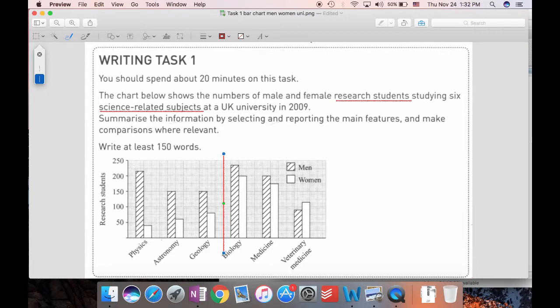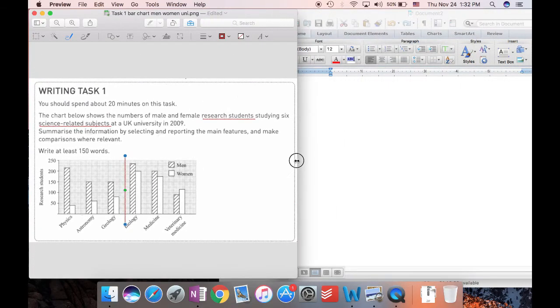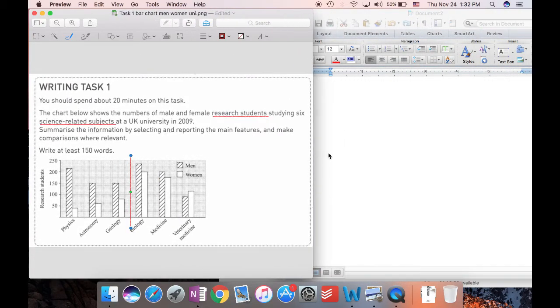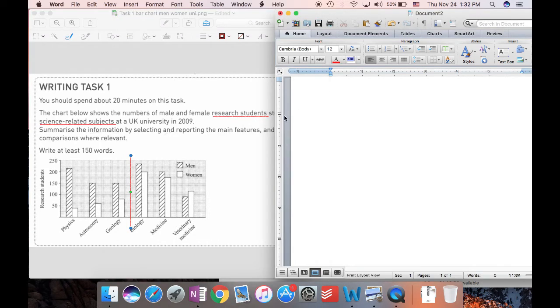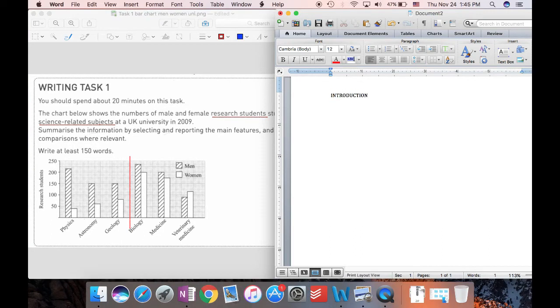Okay, so now we've thought about the graph, we've looked at the graph. Now let's try to write about the graph. It's very important before I start writing to think of the structure, so I'm going to obviously write an introduction, which is basically paraphrasing the description of the chart in the question, and then I'm going to talk about the overall picture as well. What does the whole graph tell you? And then we're going to go into more details.